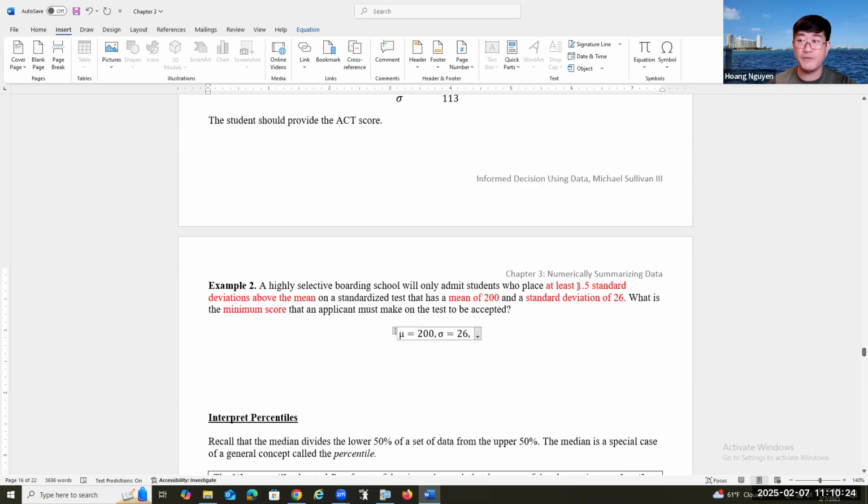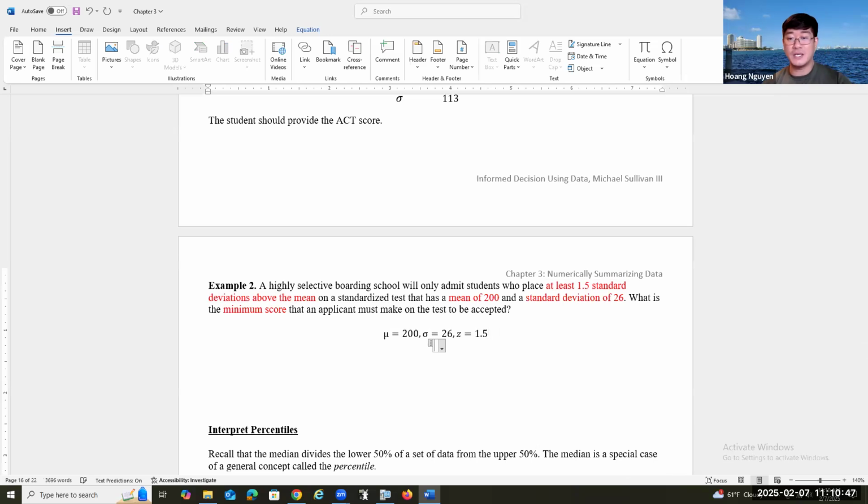Now, how about the 1.5 standard deviations? So the 1.5 standard deviations above the mean, right? So this is the number of standard deviations above the mean. So once again, what is the number of standard deviations above the mean? It is the z-score, right? So in this case, the z-score is equal to 1.5. The z-score is the number of standard deviations above the mean.